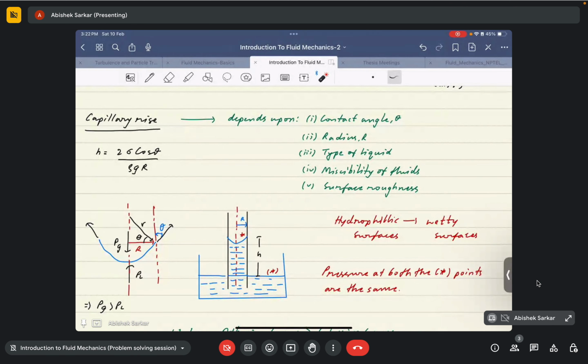Okay, then I guess that's all. And again, capillary rise depends on these 5 factors. I guess I don't need to go through them again. Professor Chakraborty would have definitely discussed it, so I don't think I need to go through that. And this is the fundamental formula for the capillary height in the case of liquids and hydrophilic surfaces.